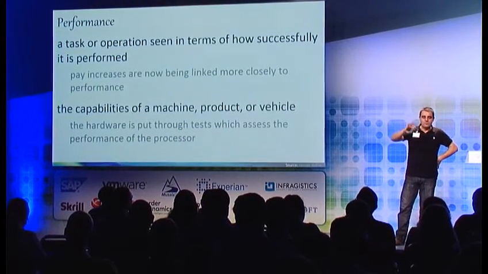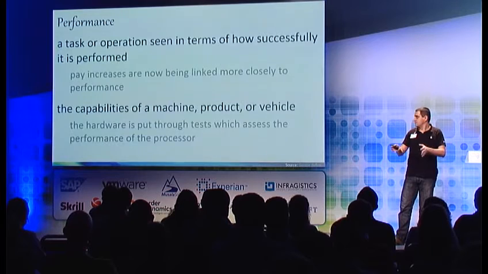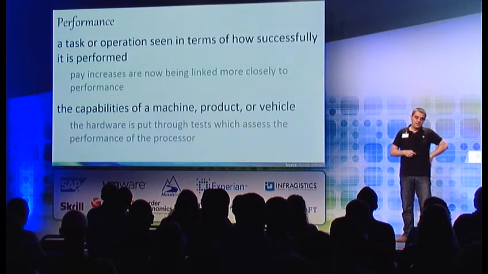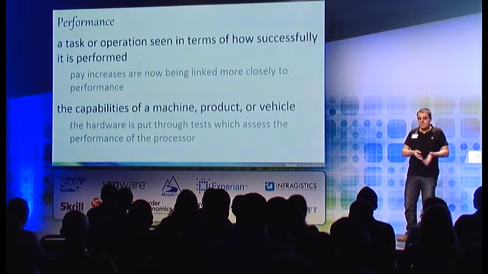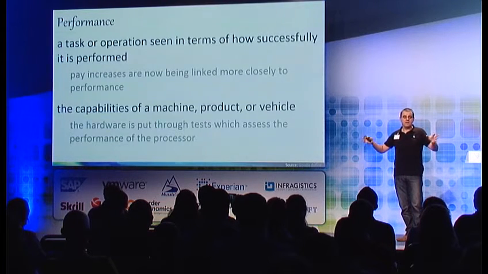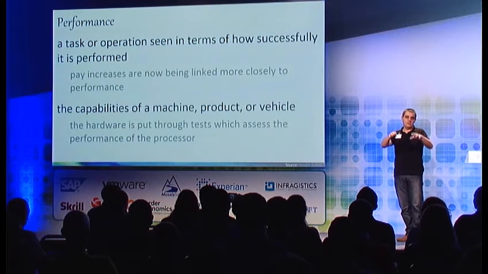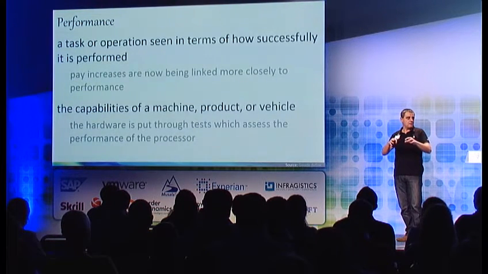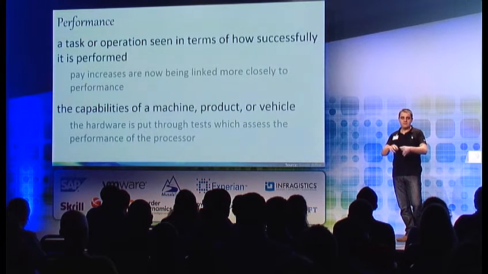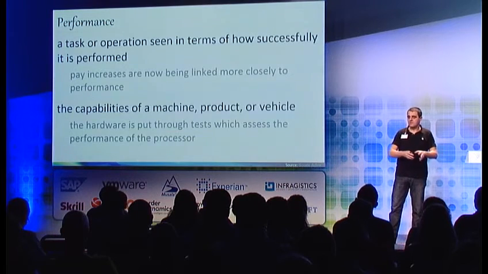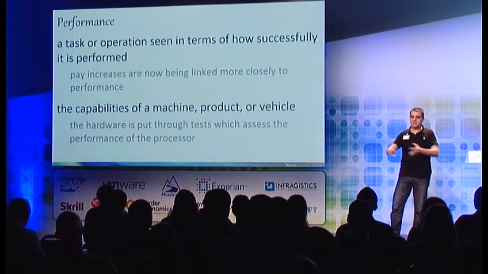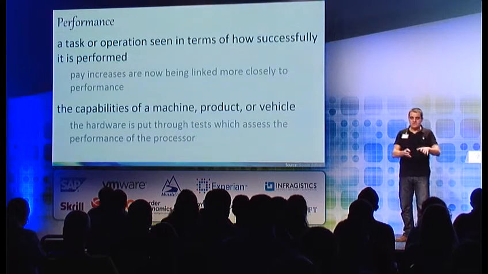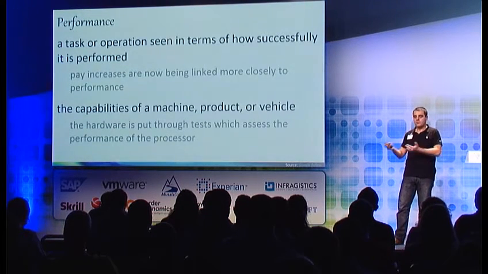First, let me remind you what performance is. The Google definition gives two definitions. One of them is that performance is a task or operation seen in terms of how successfully it is performed. And the other one is the capabilities of a machine, product, or vehicle. So I guess in most of your lives, you're interested in software performance in the second sense, right? You're evaluating the performance of the software in terms of how quickly it can run, how many operations it can perform in a second, how many users it can serve in a second, and so on. Well, I'm interested in the first part of it. I'm interested in performance from the point of view of people.